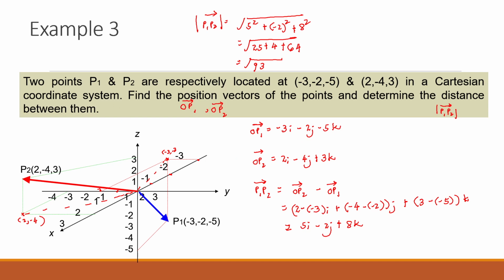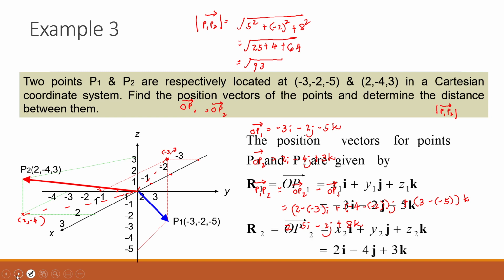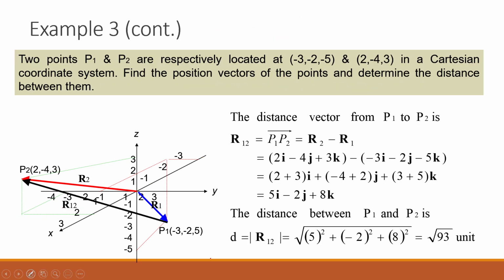Position vector OP1 is negative 3i minus 2j minus 5k, and OP2 is 2i minus 4j plus 3k. Okay, they didn't say distance vector P1, P2, but they want the distance between them. Before you can find the distance between them, you need this vector. So any questions here? So 93. So done.